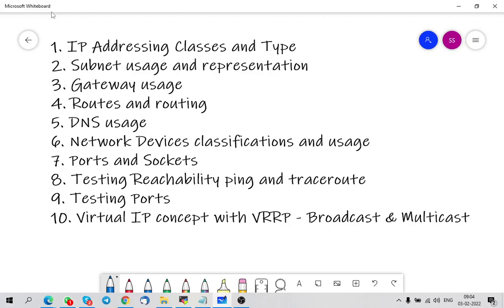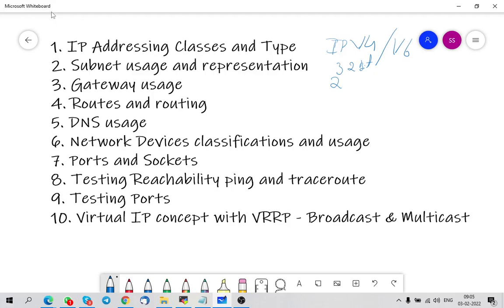Basically, there are two types of IP addressing: IPv4 and IPv6. IPv4 was the first, and it is 32-bit addressing. The limitation of IPv4 is that we can address a maximum of only 2 raised to 32 devices in the network.